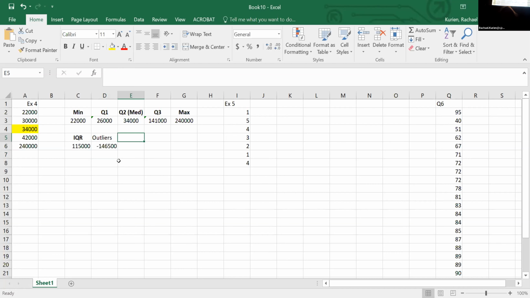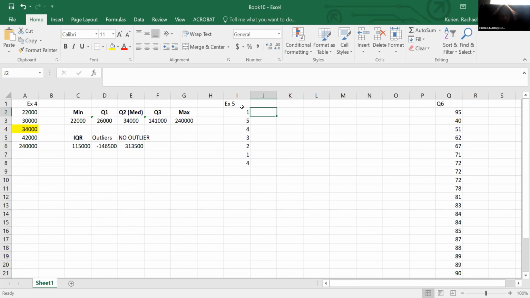So let's check on the other side. So we have Q3 plus 1.5 times IQR. Is there anything bigger than 313,500? Nope. So in this case, no outlier. So I'm just going to type no outlier. All right.